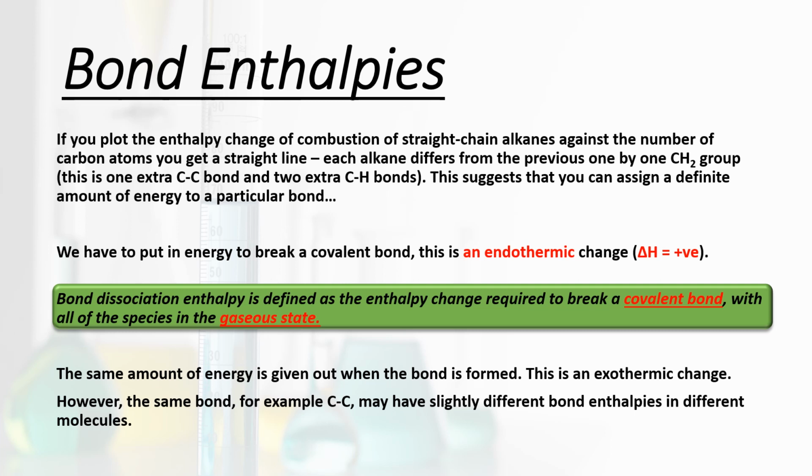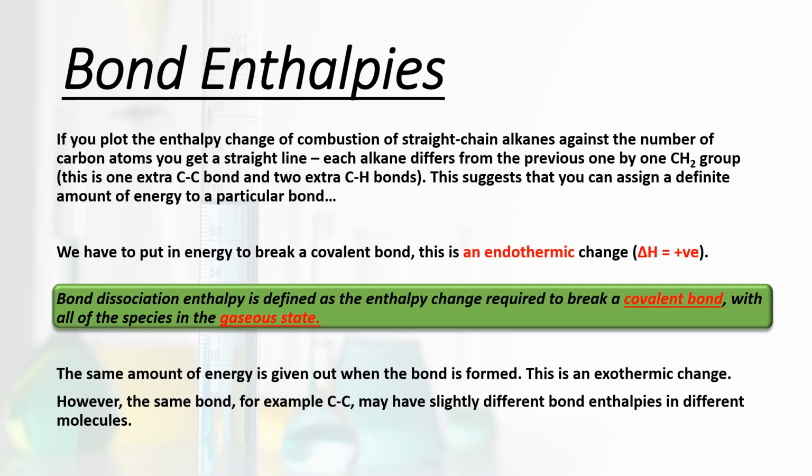Now remember, we have to put in energy to break a covalent bond. We have to put in energy to break it, and that's an endothermic change. We've had to take energy in from our surroundings to break a bond. Therefore, it's a positive delta H, a positive enthalpy change, and therefore it's endothermic.